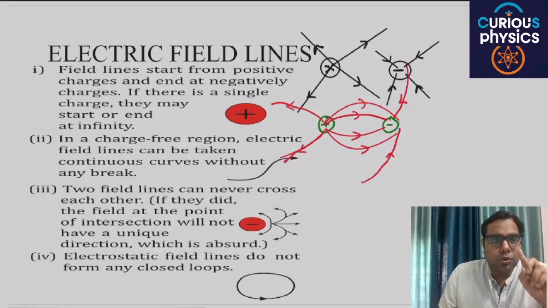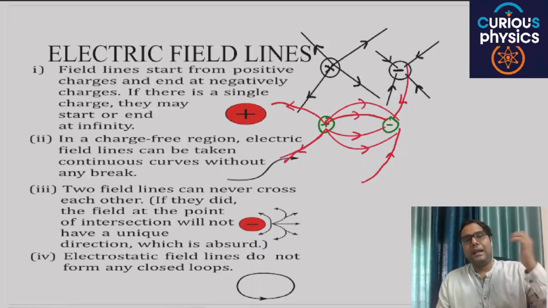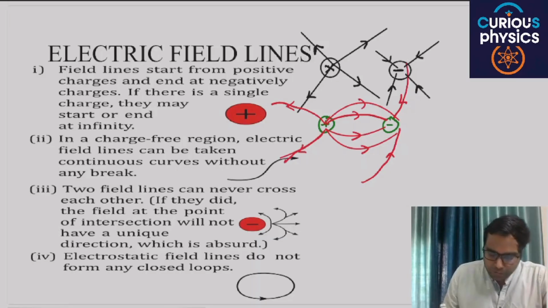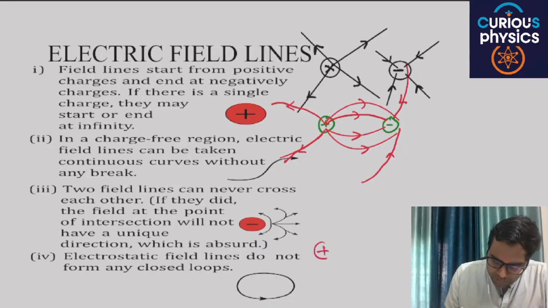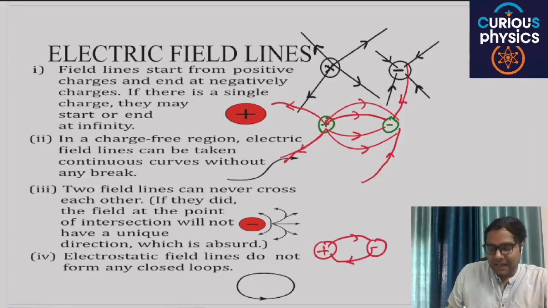Electrostatic field lines do not form any closed loop. They never form a closed loop. They start from positive and end in negative. A closed loop would mean, if this is positive and this is negative, a line going from here and starting again from negative to here. This is an example of a closed loop, but electrostatic field lines do not form any closed loop.